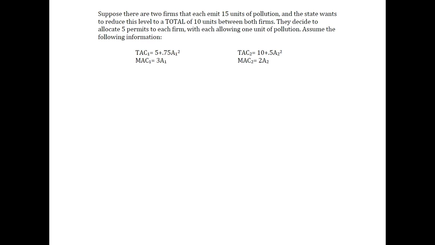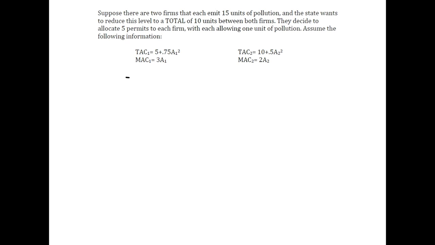Now, let's do an example to show how cap and trade works. In this scenario, we have two firms, Firm 1 and Firm 2, that each emit 15 units of pollution for a total of 30 units of pollution. The state government wants to reduce the amount of total pollution to 10 units, requiring the firms to abate, or reduce, their pollution by 20 units total. The government issues each firm 5 permits that allow each 1 unit of pollution.